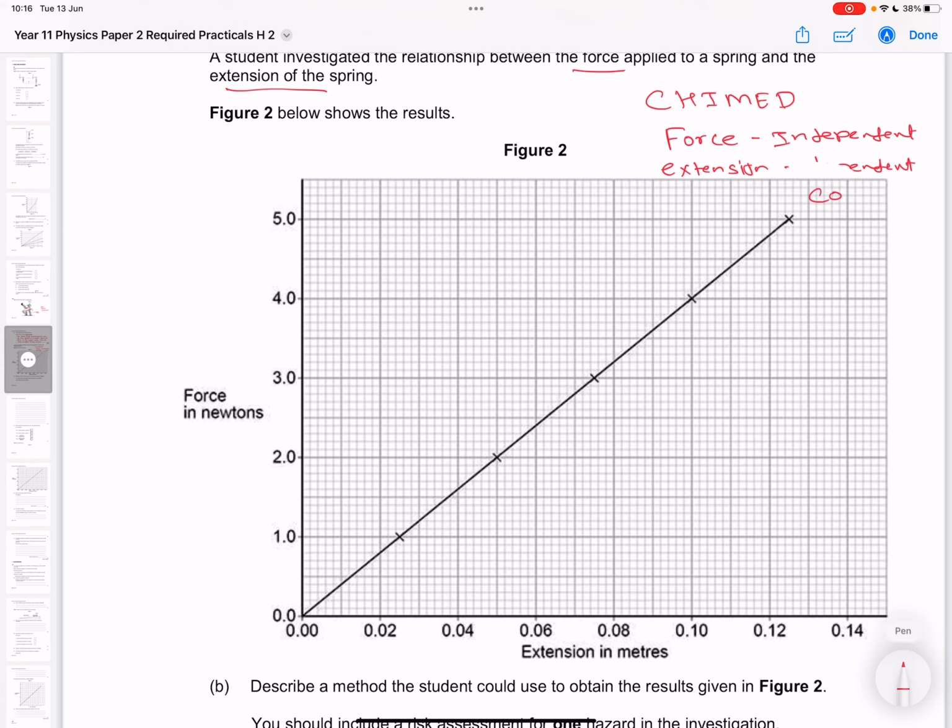Control variables are the variables that we keep the same in order to make the test fair. In this example, we can keep the temperature, which can influence the result. Temperature is the constant, and use the same spring.